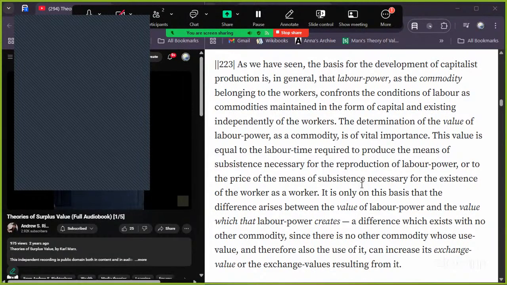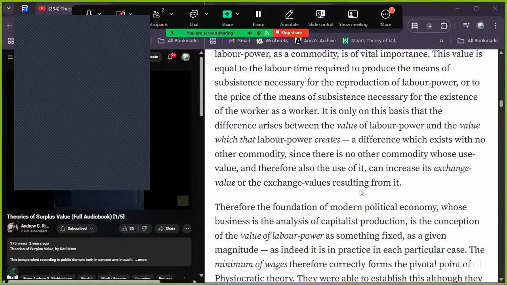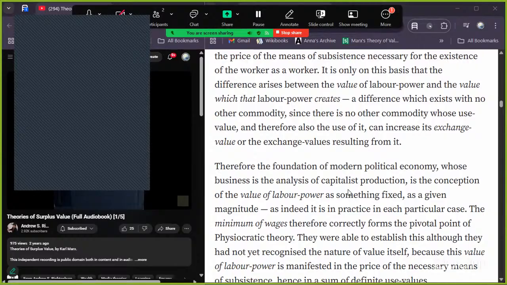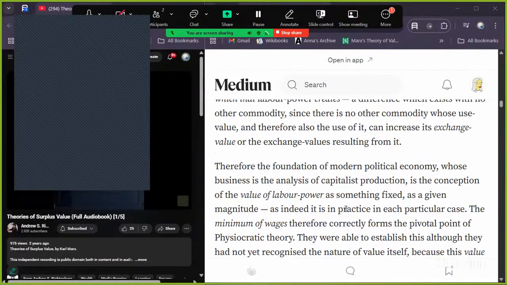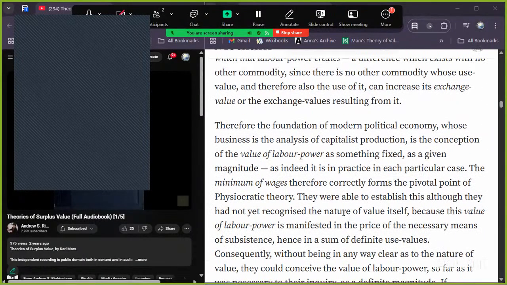It is only on this basis that the difference arises between the value of labor power and the value which that labor power creates, a difference which exists with no other commodity, since there is no other commodity whose use value, and therefore also the use of it, can increase its exchange value, or the exchange values resulting from it. Therefore, the foundation of modern political economy, whose business is the analysis of capitalist production, is the conception of the value of labor power as something fixed, as a given magnitude, as indeed it is in practice in each particular case. The minimum of wages, therefore, correctly forms the pivotal point of physiocratic theory.